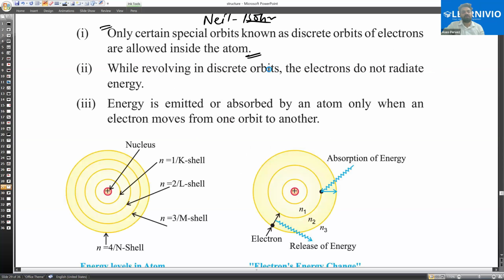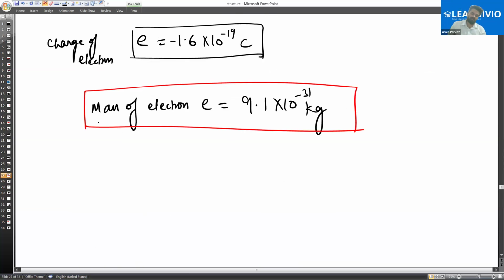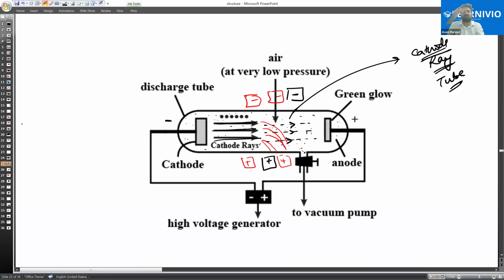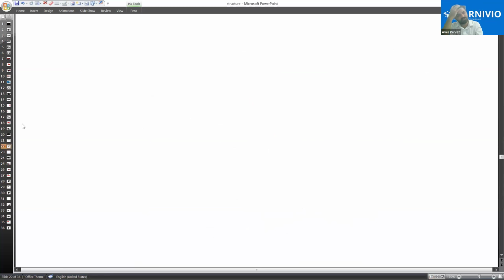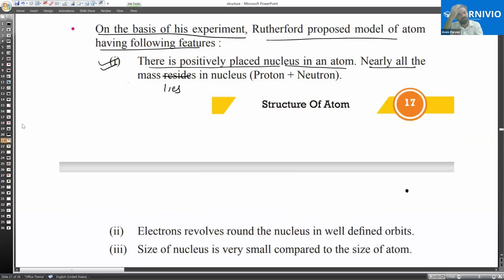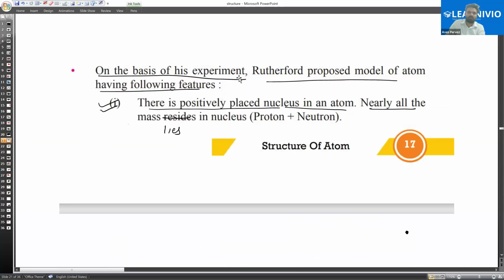So write down the drawbacks. First of all, you have to write what Rutherford actually said. Drawback of J.J. Thomson. On the basis of this, Rutherford proposed a model of an atom. Write down the feature that there is a positively charged nucleus inside the atom, and nearly all the mass resides inside a proton. So you can write it here. Please note it down.